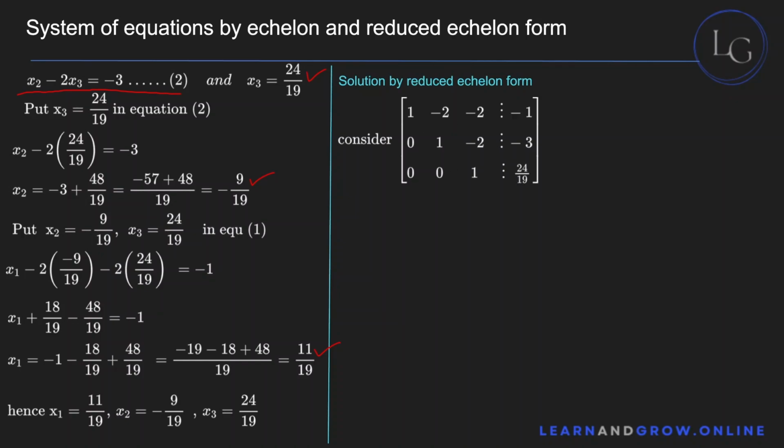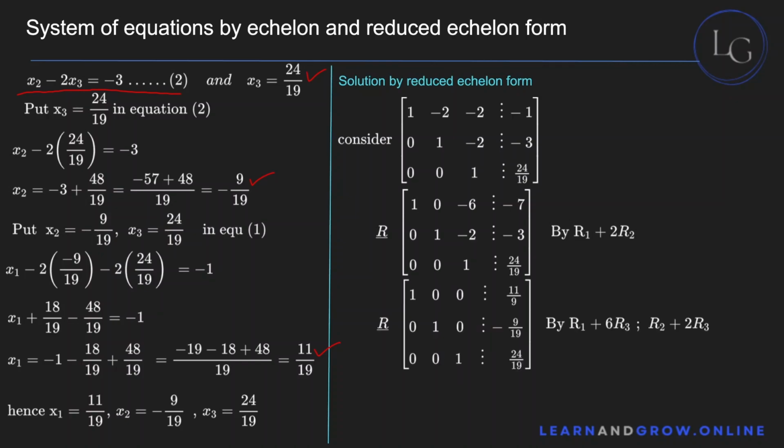So we must convert this. So what we'll do here is perform another row operation. By adding R1 and 2R2, you get this matrix. So now you see this leading entry of the second row is the only non-zero entry in its respective column. Similarly, we'll perform these row operations to convert this matrix into this matrix. Now this leading entry 1 here in the third row is the only non-zero entry in its column. Now each leading entry is the only non-zero entry in its respective column, and this is the reduced echelon form.